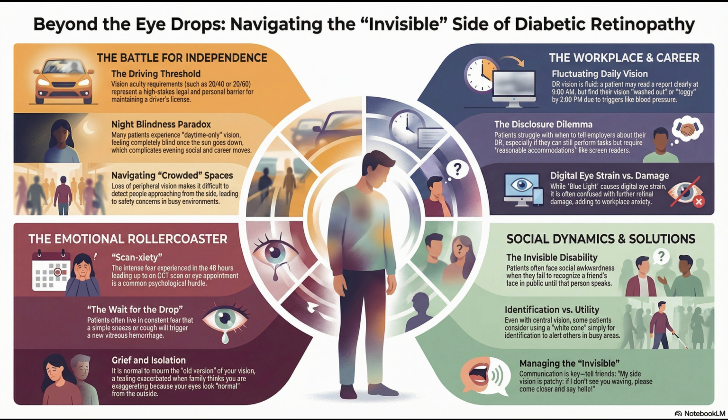It goes, my central vision is okay, but my side vision is patchy. If I don't see you waving, please come closer or shout my name. It's practical, but having to proactively say that to every acquaintance essentially forces you to come out as disabled constantly every time you socialize. You have to lead every interaction with your vulnerability.